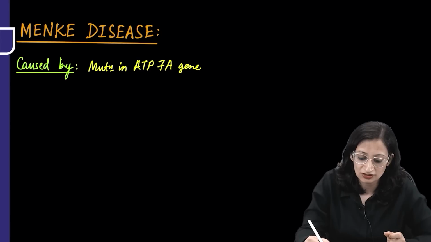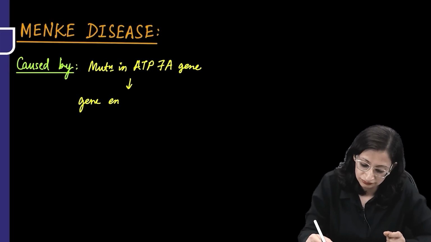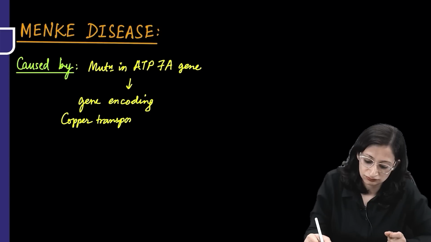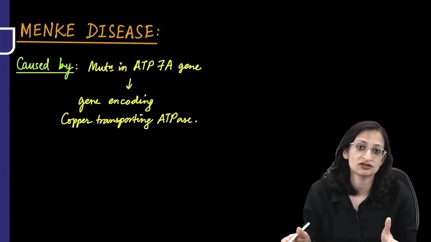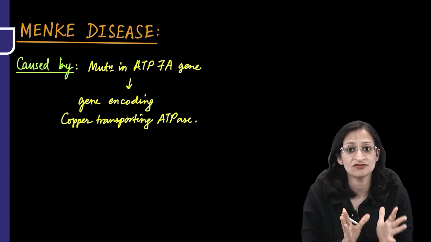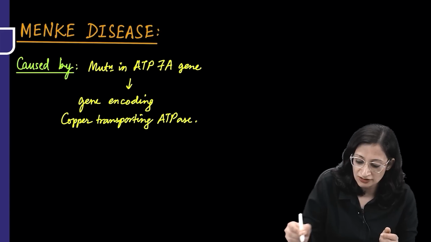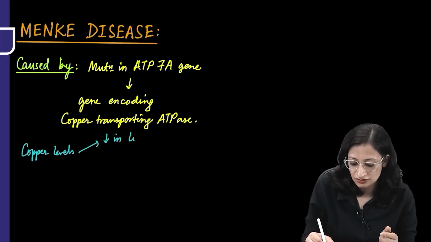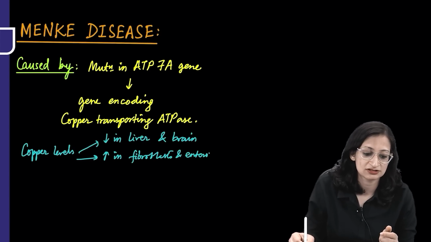So remember, ATP7B gene is responsible for Wilson disease, but Menkes disease is caused by mutation in the ATP7A gene, which is also a gene encoding copper transporting ATPase, okay. So there is also impaired copper metabolism in this disease, and you will get less copper levels in liver and brain, but copper levels are elevated in enterocytes and fibroblasts. So in this disorder, copper levels are found to be decreased in liver and brain, while increased in fibroblasts and enterocytes. Okay, fibroblasts and enterocytes. Right?